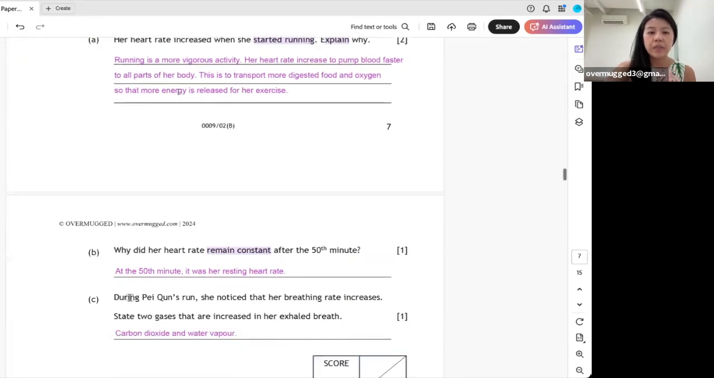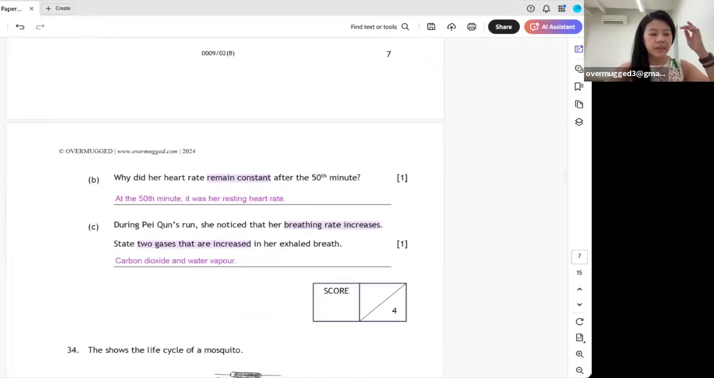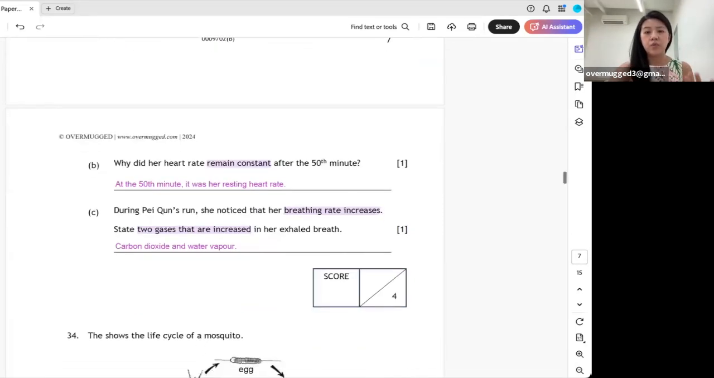And last but not least, during the patient's run, she noticed that her breathing rate increases. We all pant when we are exercising. So what we're looking for here is two gases that are produced more when she exhales out. Carbon dioxide and water vapor are the two gases we're looking for. Even between our normal inhaled breath and exhaled breath, when we're not exercising, carbon dioxide and water vapor is also increased when we exhale. It's just part of the gases that are produced for our body to remove.